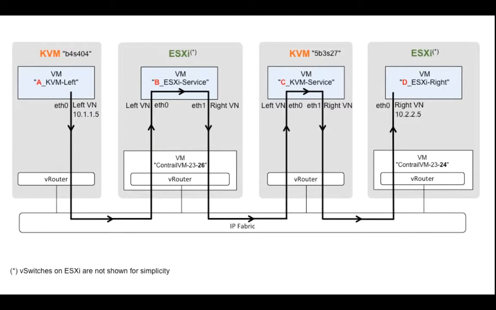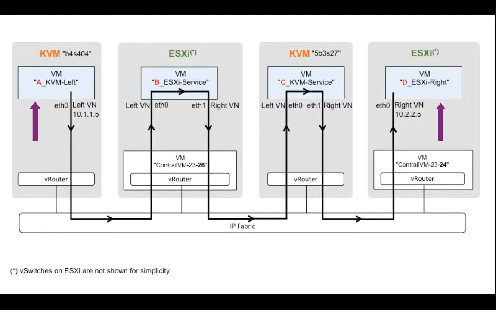After this brief description of the model, let's look at a hybrid service chain in action. The scenario has 4 physical servers acting as compute nodes. The first server runs Ubuntu with KVM and contains virtual machine A. The second server runs ESXi and contains virtual machine B. The third server runs Ubuntu with KVM and contains virtual machine C. Finally, the fourth server runs ESXi and contains virtual machine D.